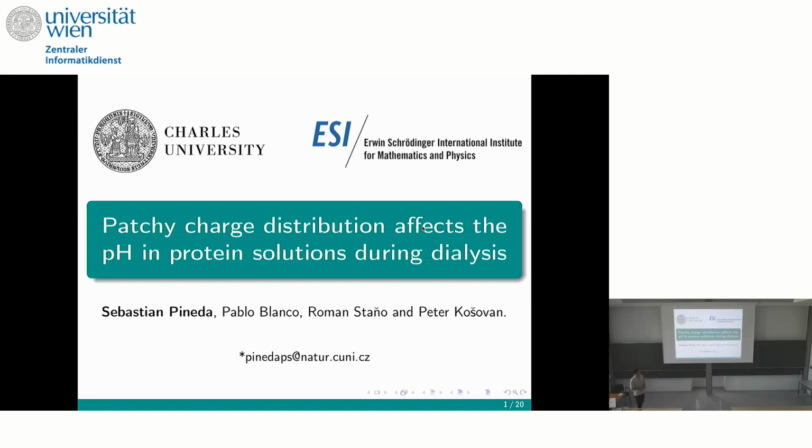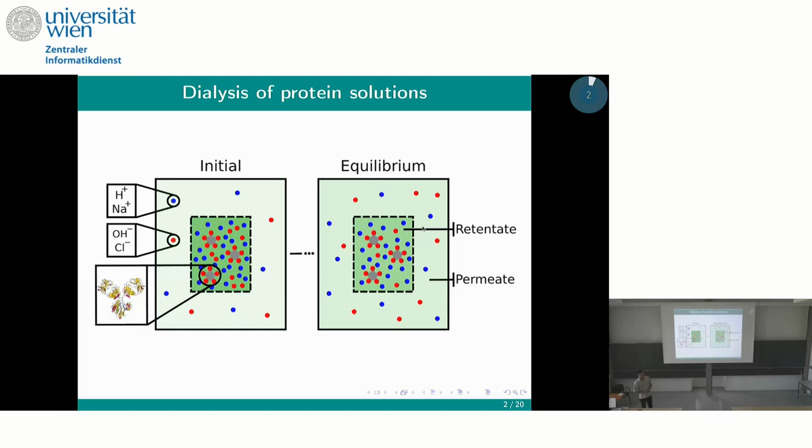I will be the next in the list of trying to show the importance of patchy charge distribution in protein solutions. But the little bit of a twist that I'm going to propose here is that we will see how this affects the pH during the dialysis process. So I know that you are familiar with dialysis, but I will just go briefly through it, so we ensure that we are all speaking the same language.